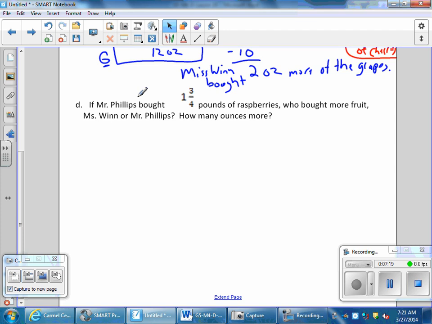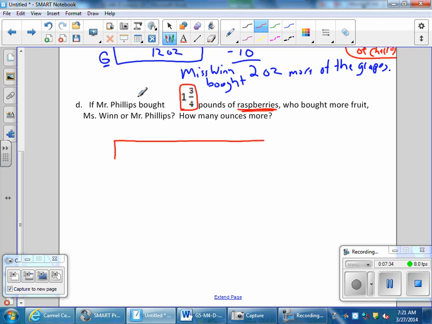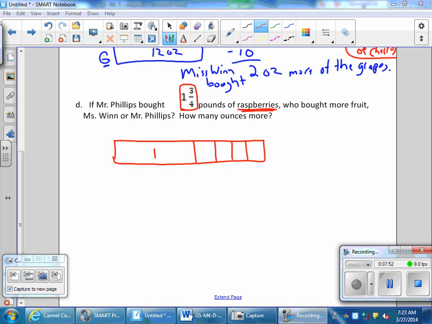Okay, if Mr. Phillips bought 1 3/4 pounds of raspberries. Okay, so here, let me start thinking this through. One and 3/4. Okay, so what I have represented here is basically 2 pounds for Mr. Phillips of raspberries. I know that he bought 1 3/4. So here, this would be my first pound. Here's my second pound.